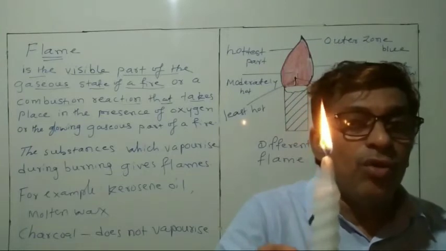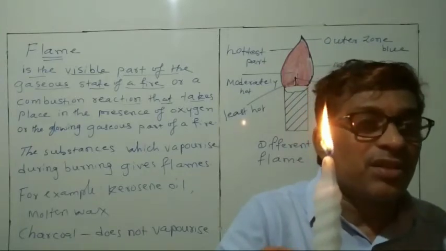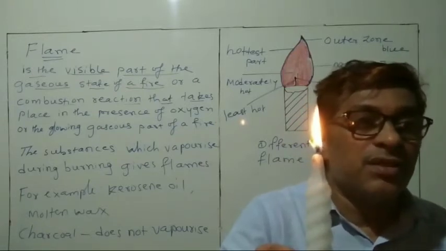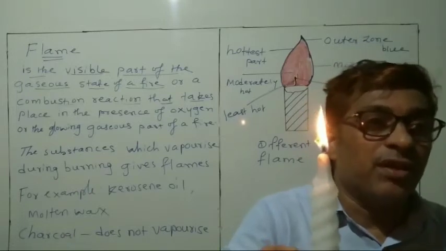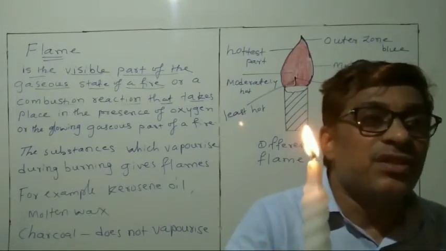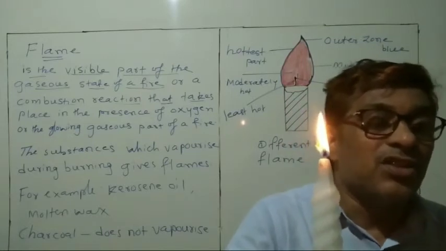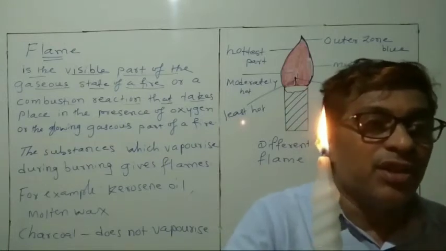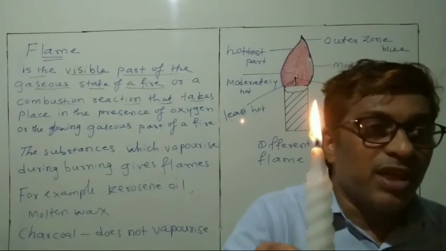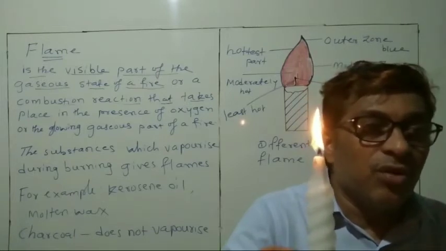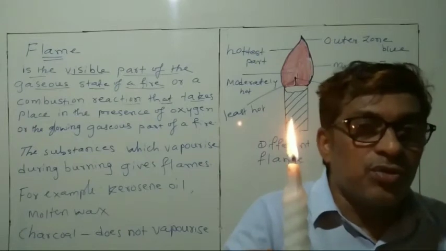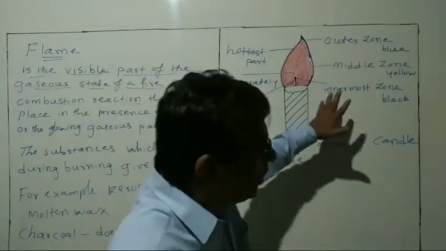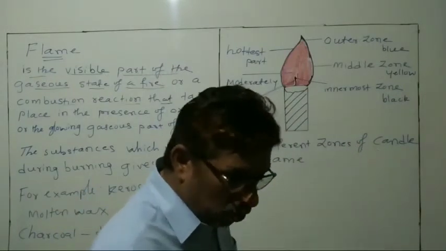The outermost zone is a little bit blue in color. The middle zone is yellow in color. And the innermost zone is black in color. At home, burn a candle and observe the zones, then you will clearly get the idea. Now I will show the different zones.